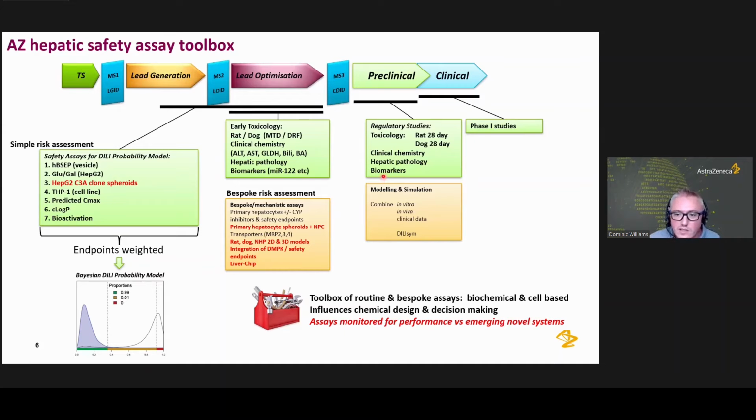And then after that, this progresses to candidate drug investment decision, which is a large investment for kicking off the regulatory studies. And so we have this toolbox of routine and bespoke assays that influence chemical design and decision making. But these assays are monitored continually for performance versus emerging novel systems, because we want to have the best sensitivity and specificity for any model that we incorporate into this toolbox.